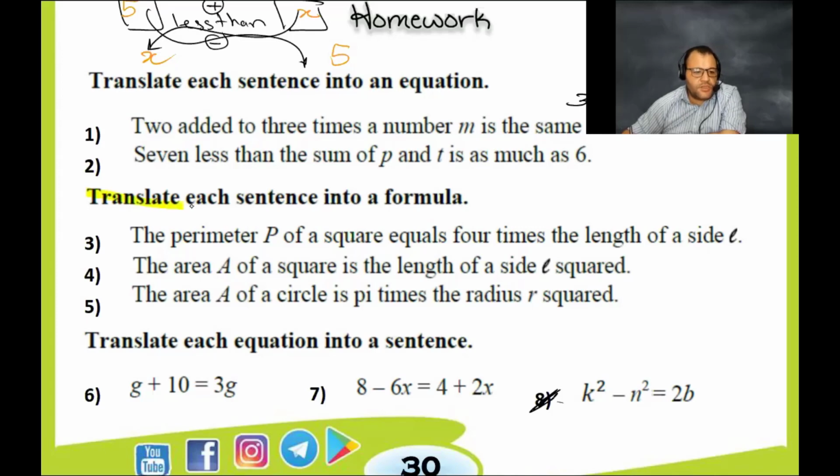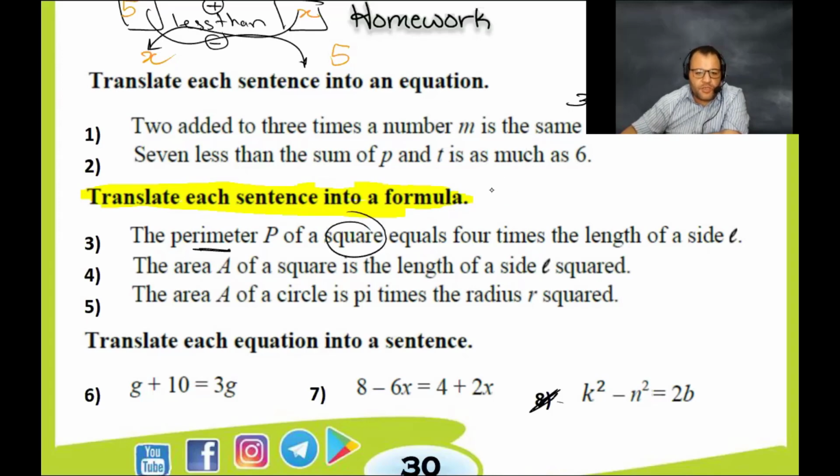Translate each sentence into a formula. Now we have a formula. Please try to understand what is the sentence that we are talking about. We talk about the perimeter. The perimeter means we have a shape. What is the name of the shape? A square.